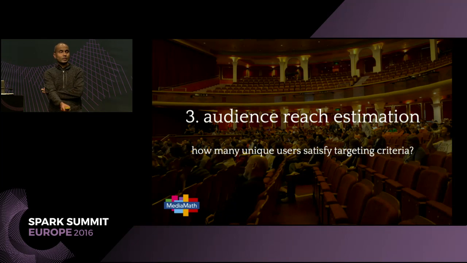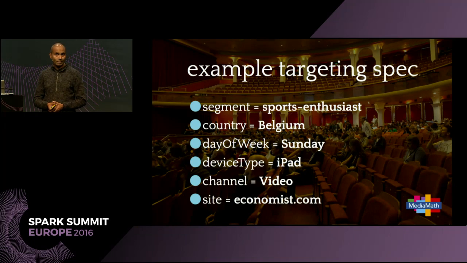The third problem is audience reach estimation. The question here is, given a collection of targeting specifications or targeting criteria, a client or an advertiser wants to know how many unique users they can reach with these criteria. So here's an example of a targeting specification for an ad campaign. Each row here is a feature-value combination. So the feature segment has value sports, the feature country has value Belgium, day of week has value Sunday, and so on.